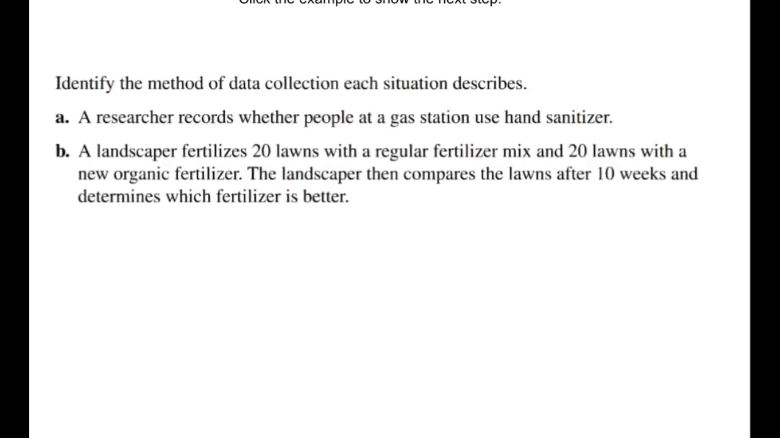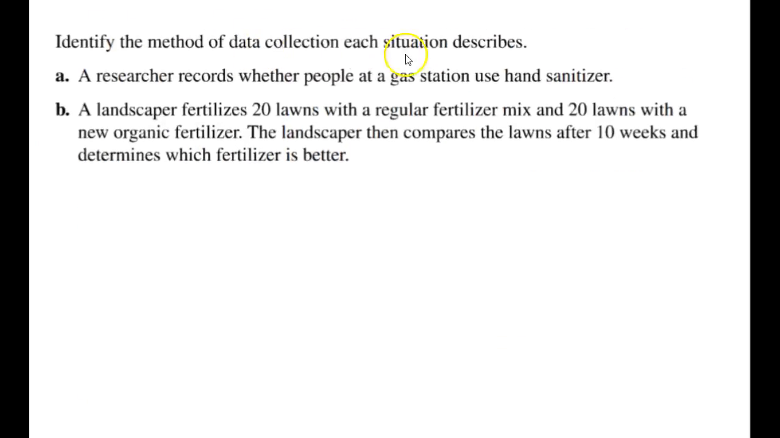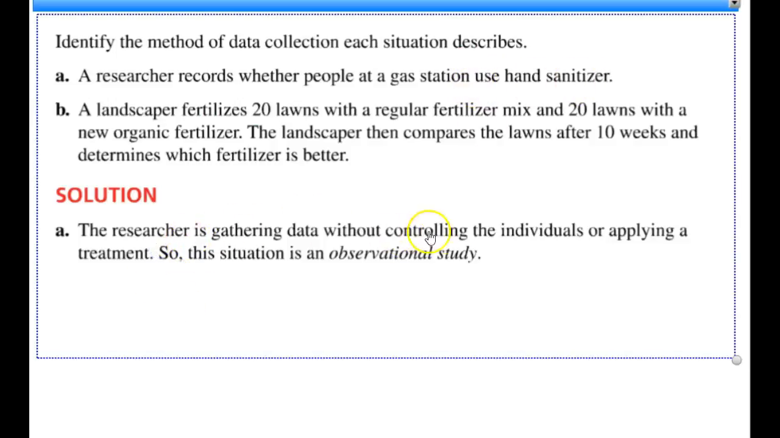Now let's look at our example. Identify the method of data collection each situation describes. A researcher records whether people at a gas station use hand sanitizer. So I'm just gathering data without controlling the individuals or without actually becoming a part of the study. So this is an observational study.